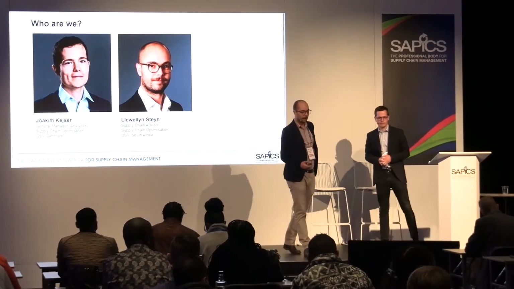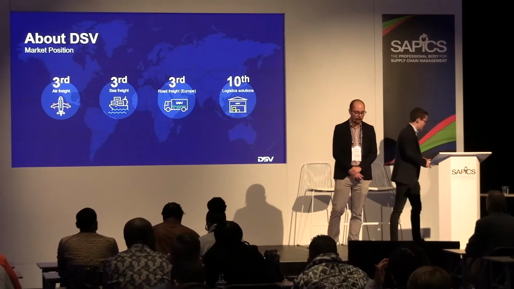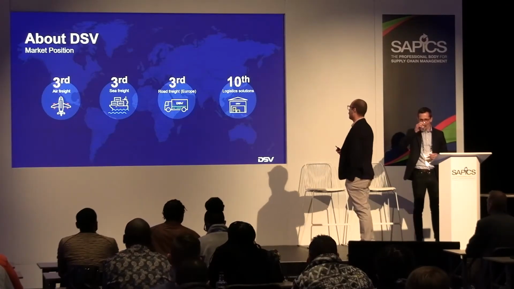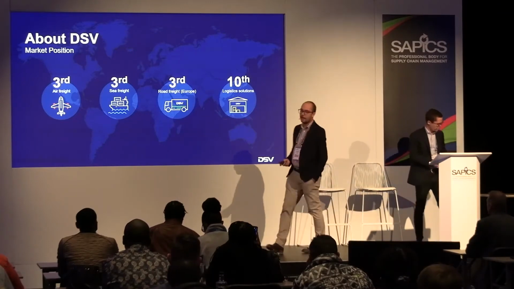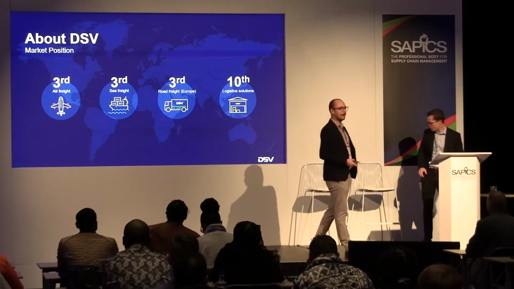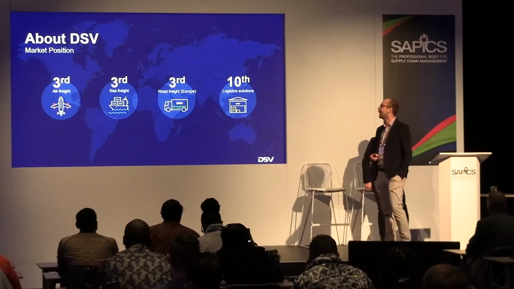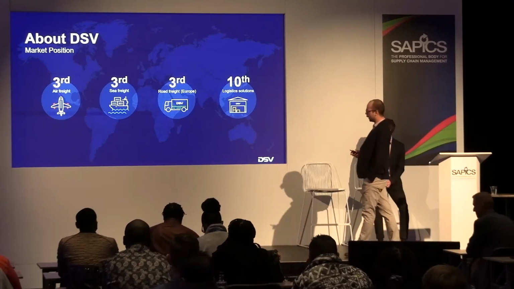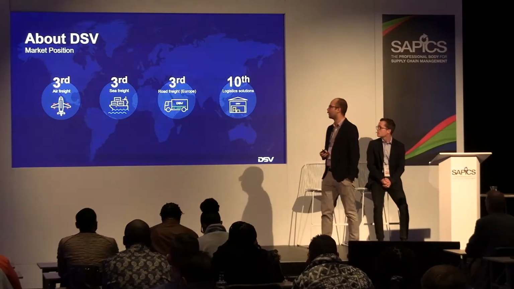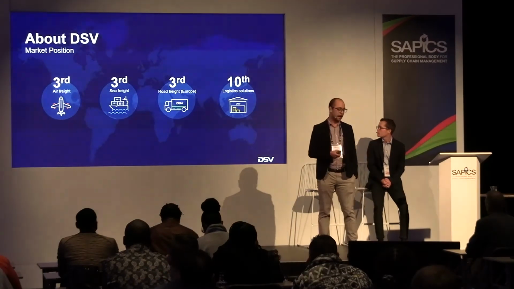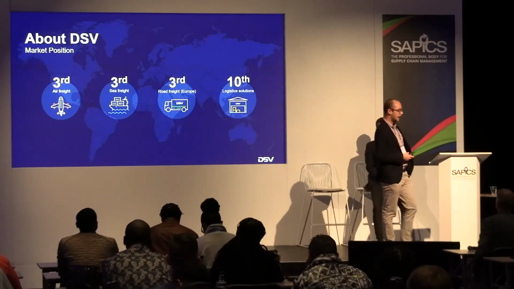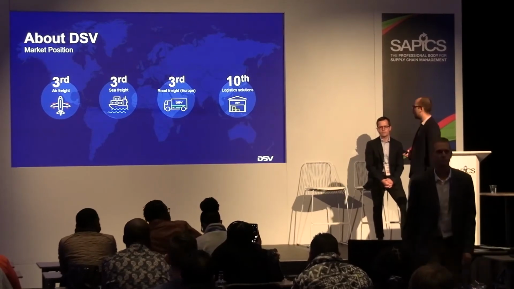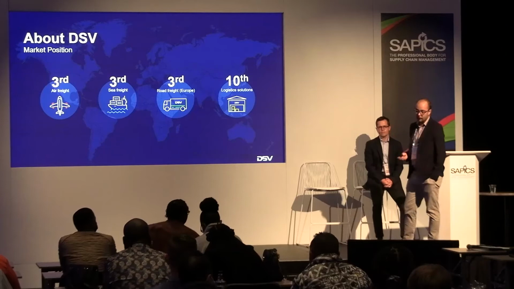Okay. So before we get into our topic, just a little bit about DSV. And there's two reasons I bring this slide up. The first one is the obvious reason. We like bragging about who we are as DSV. We're one of the largest logistics companies in the world. In terms of market position, we're third in the world in terms of air freight, sea freight, and trucking in Europe, third as well. And a little further behind in terms of logistics solutions, warehousing solutions globally. So we always like showing this slide.